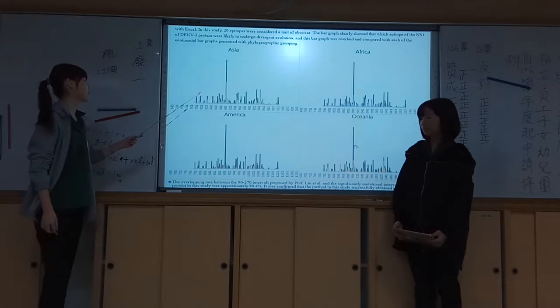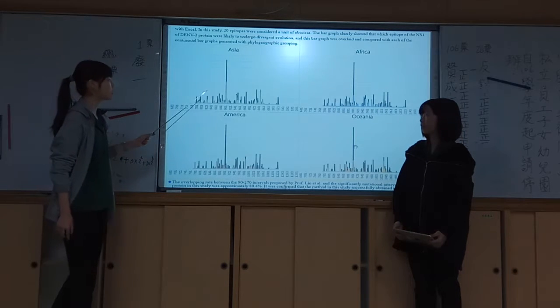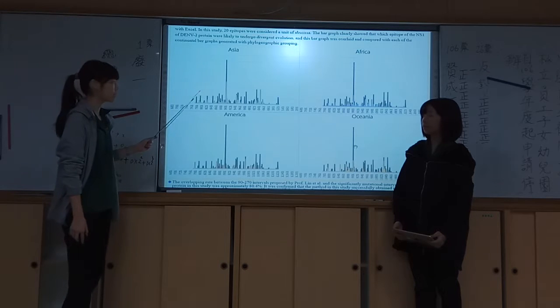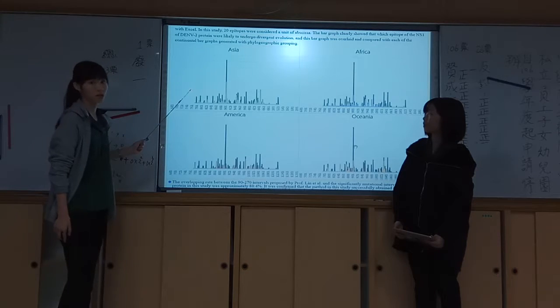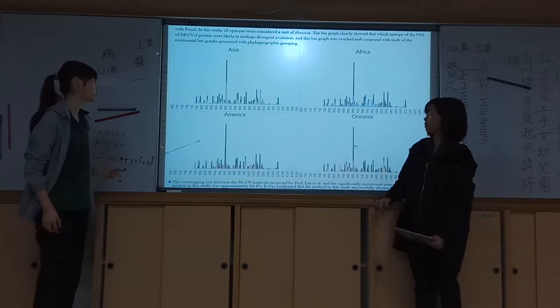And it is clear that the epitopes they protrude are different, so it proves again that dengue virus type 2 is geographic. And we can also observe which epitope is more likely to undergo divergent evolution.